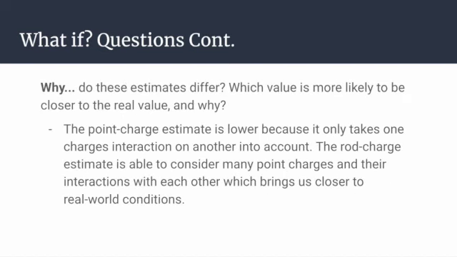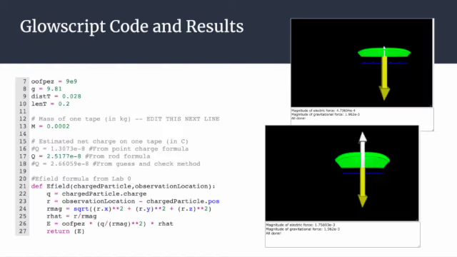And then we have, why do these estimates differ? Which value is more likely to be closer to the real value, and why? The point charge estimate is lower because it only takes one charge's interaction on another into account. The rod charge estimate is able to consider many point charges and their interactions with each other, which brings us much closer to real-world interactions and conditions. This is partially explained by the law of superposition.